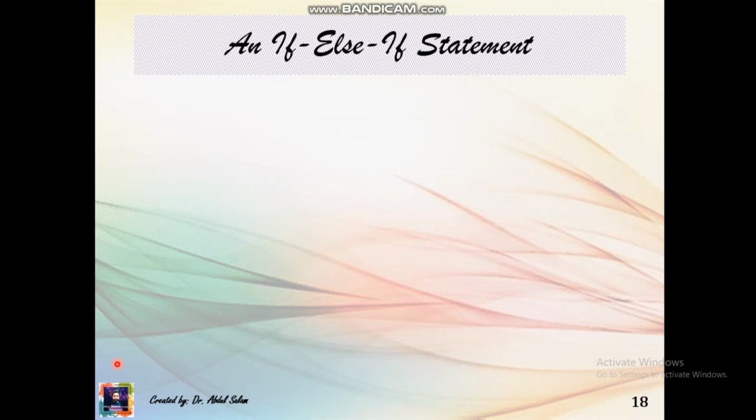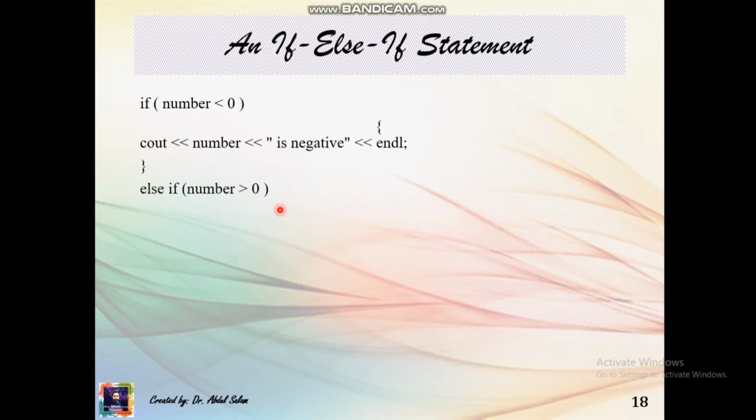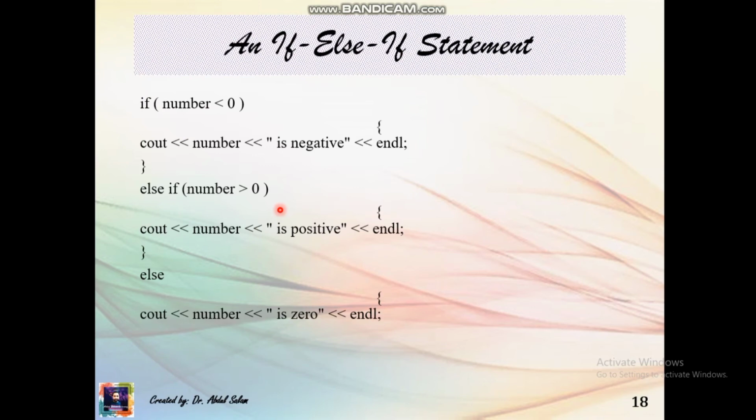An if-else if statement. Now, if number is less than 0, simply cout number is negative. Obviously, if it is less than 0, then it must be negative. Else if number is greater than 0, simply it is positive. Else number is 0. If both the conditions don't match, that number is neither greater than 0 nor less than 0, then it must be 0.